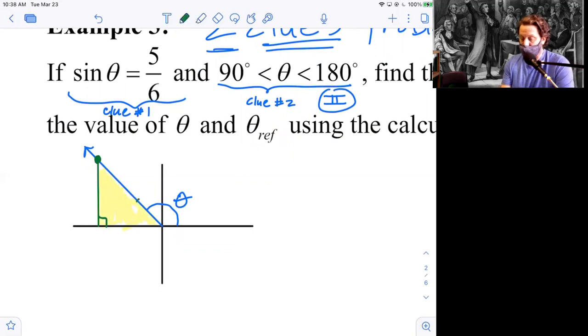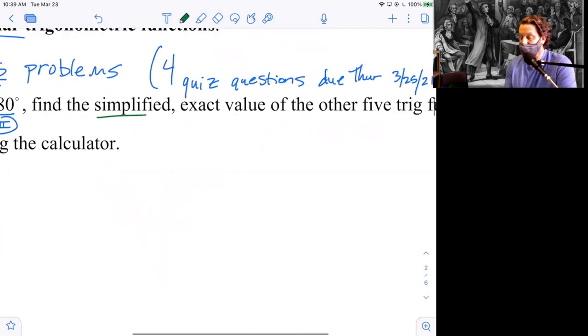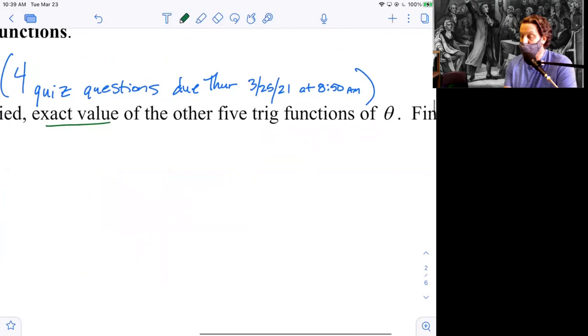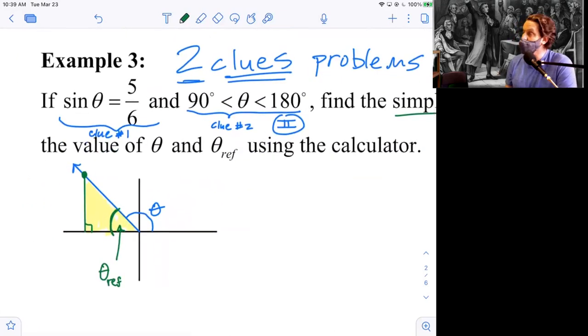All right, so now let's identify the reference angle. This is my theta subscript ref. That's your reference angle. It's not equal to theta. Here's what the instructions are going to ask you to do. Find the simplified exact value of the other 5 trig functions of theta. I have one of them given to me. I have the sine ratio. I need to find the other 5. And then it says to find theta and theta ref using the calculator.